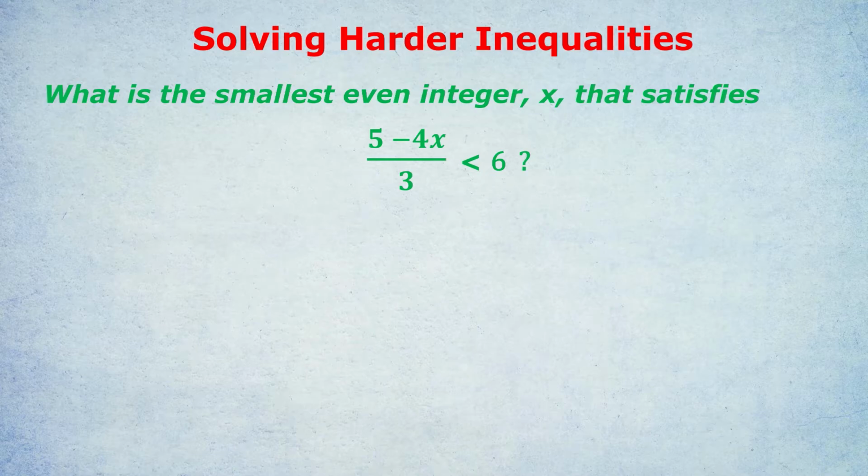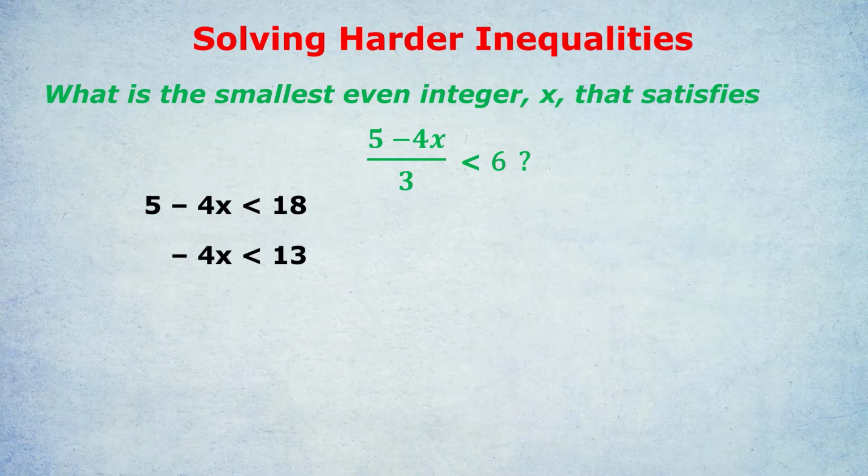What is the smallest even integer, x, that satisfies 5 minus 4x over 3 is less than 6? What's the first thing we would do? Multiply both sides by the 3, getting rid of that annoying fraction. This will give us 5 minus 4x is less than 18. At this point, we have a 5 on the left just standing alone, so let's get rid of him. And how do we get rid of that 5 that's on its own? We take away 5 from both sides, giving us negative 4x is less than 13.